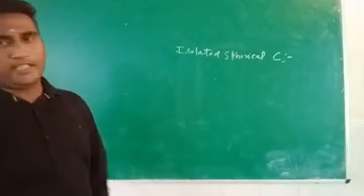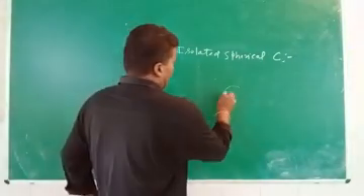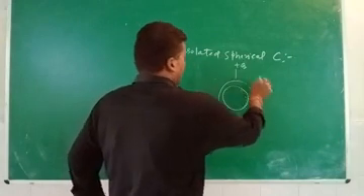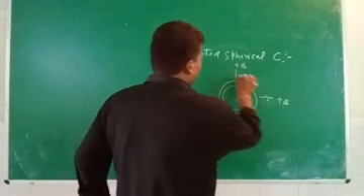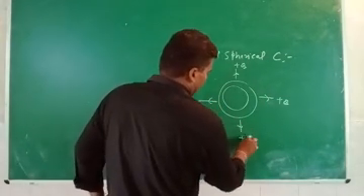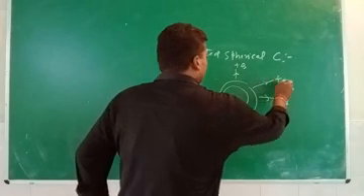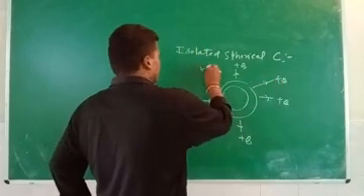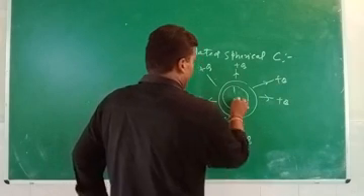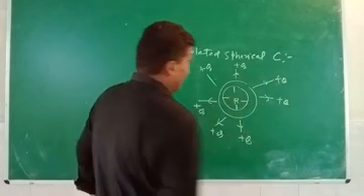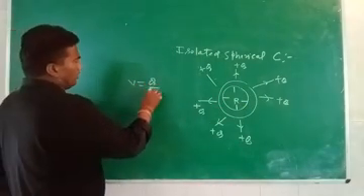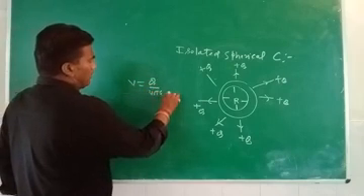What is the isolated spherical capacitor? When no conducting material is beside the substance, that is known as the isolated spherical capacitor. For example, the radius of the isolated capacitor is R. We know that the electric potential V is equal to Q upon 4 pi epsilon naught R.